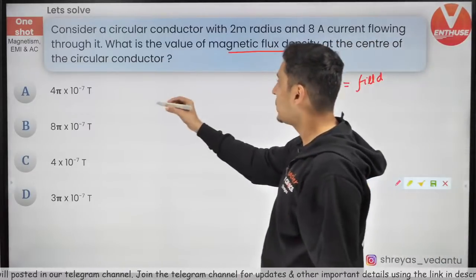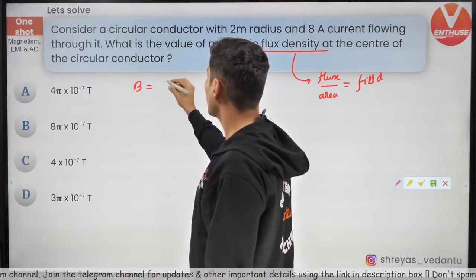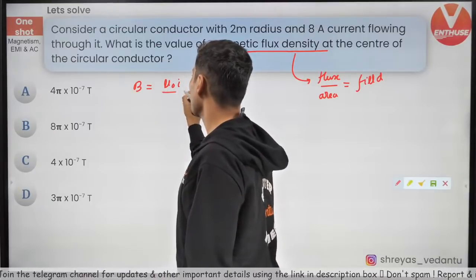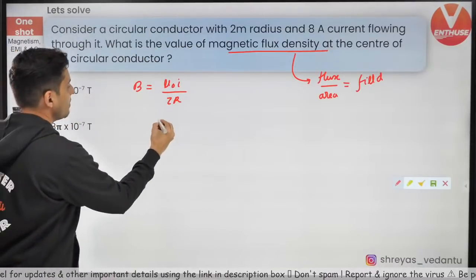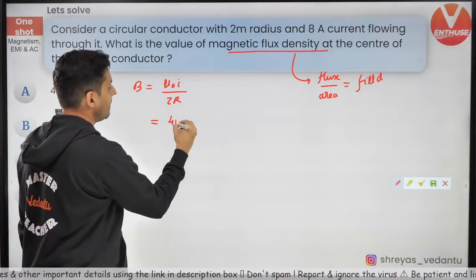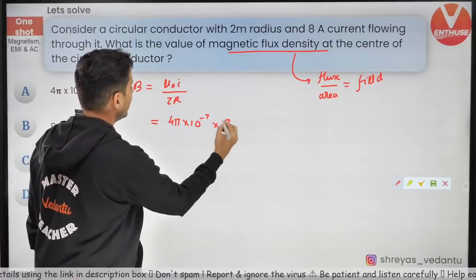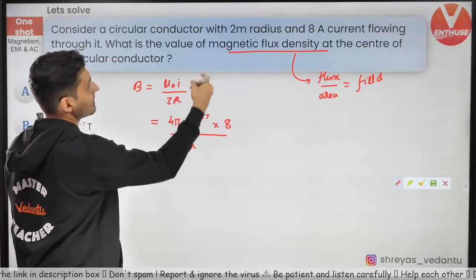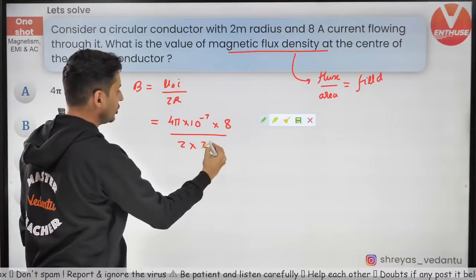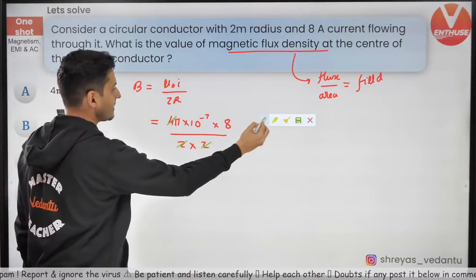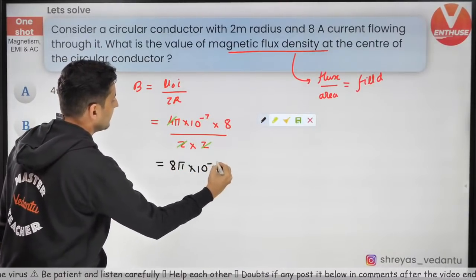So let's try to find this out. Magnetic field for a circular conductor, that means mu naught I by 2r. Let's start substituting the values. Mu naught is nothing but 4 pi into 10 to the power minus 7. The current is 8 divided by 2 times the radius. The radius is 2. So what will we get? 2, 2, 4 cancels. So I think we just have 8 pi into 10 to the power minus 7.